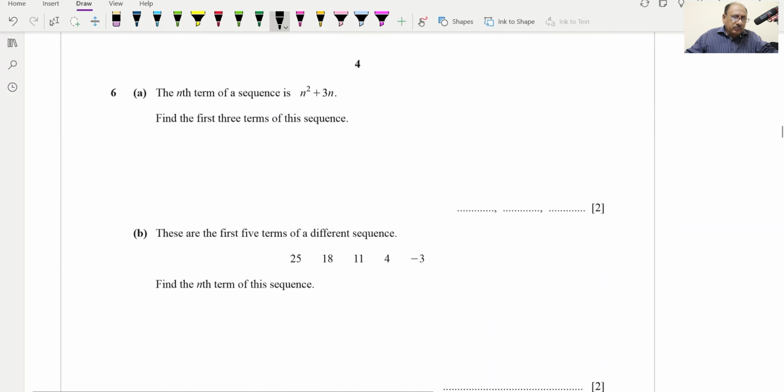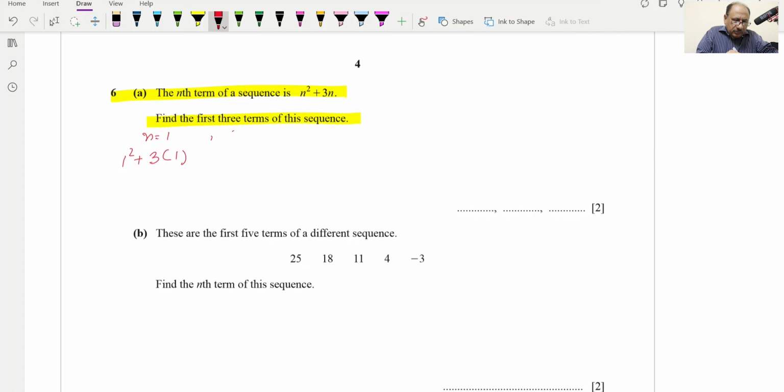Next, question number 6. Question number 6 is a sequence question. The nth term of a sequence is provided, find the next 3 terms. So the next 3 terms will be what? If we replace n is equal to 1, n is equal to 1 will give us 1 squared plus 3 into 1.